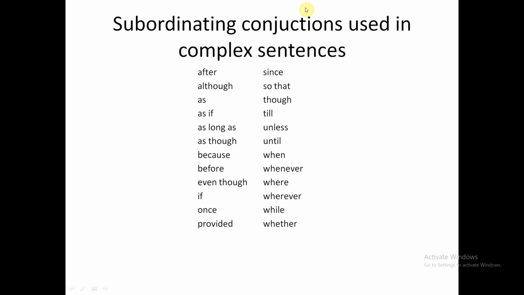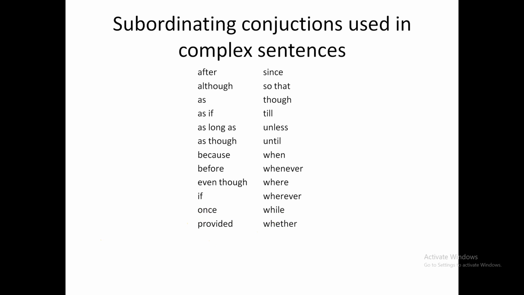Since, although, so that, as, though, as if, till, as long as, unless, as though, until. Because he was ill, he did not go for the exam, or he could not attend the exam. When, before, whenever, even though, where. If you don't study, you will fail. So many examples are there. Wherever I go, the dog follows me. Many examples we can give. Once, while, provided, whether. Right?